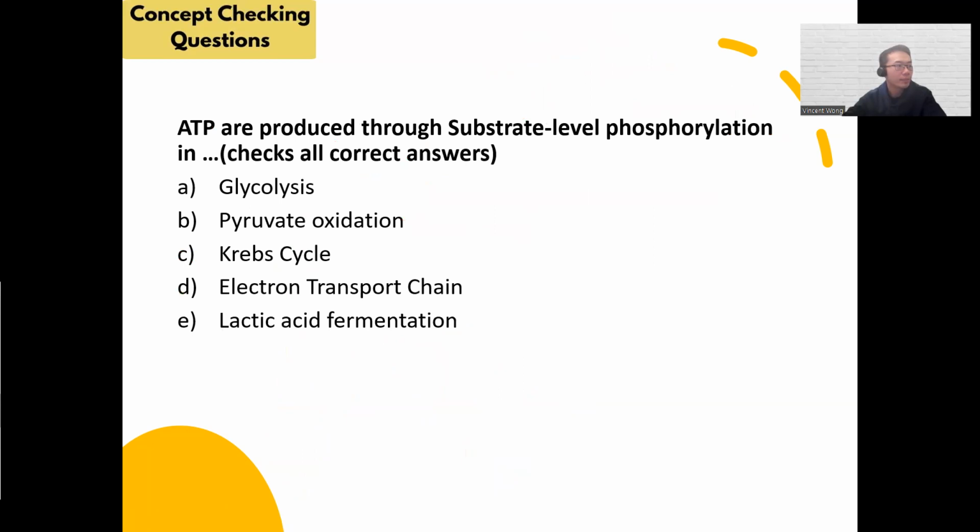Okay, let's try this one. We haven't learned fermentation yet. We will in a bit, but just check all the other ones.